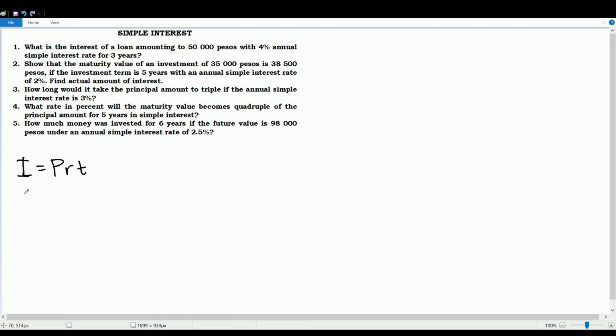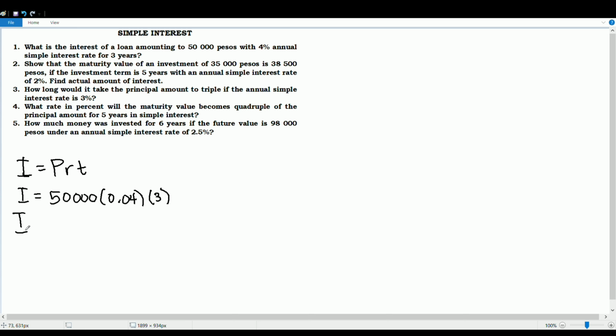In this case, we are looking for the value of I. Therefore, from the given values of the item, the principal amount is already equal to 50,000 pesos, to be multiplied by 4%, which is also known as 0.04 in decimal form, and the term is 3 years.